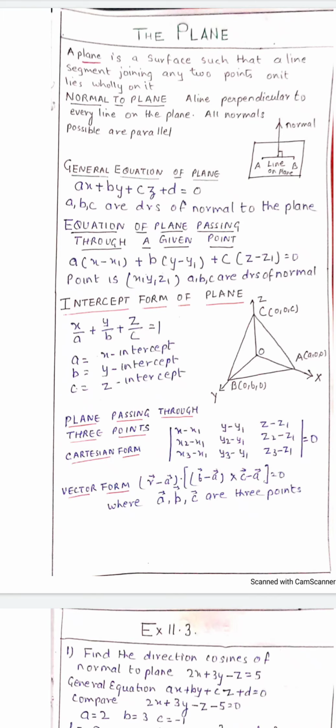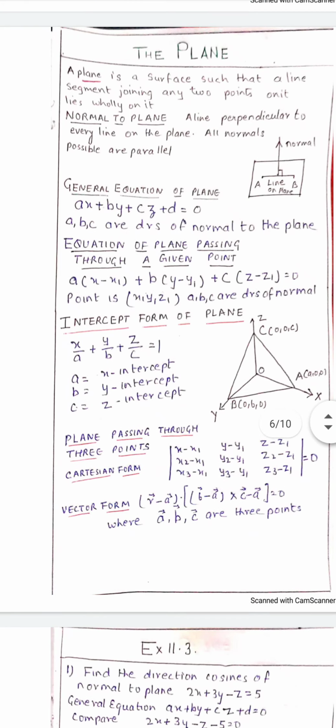Good morning, students. Today we are starting with the second part of three-dimension geometry, that is the plane. A plane is a surface such that a line segment joining any 2 points on it lies wholly on it. If you take any 2 points, join them, draw a line, all points on the line will lie on the plane.